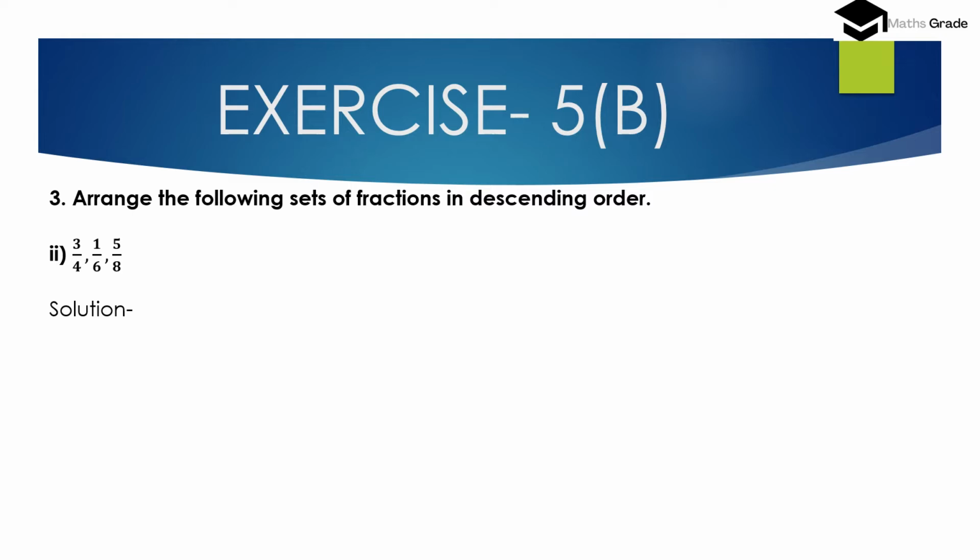Now question number 2, second bit: 3 divided by 4, 1 divided by 6 and 5 divided by 8. We have to arrange these sets of fractions in descending order, that is in decreasing order, largest to the smallest fraction. So here all the denominators of these fractions are different. When we compare fractions having different denominators, first we convert the fractions into equivalent fractions with the LCM.